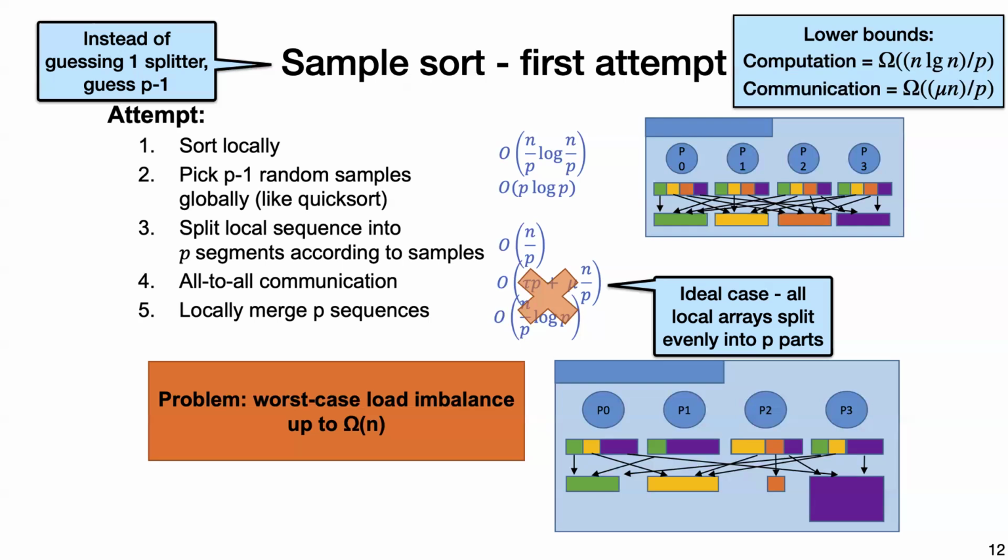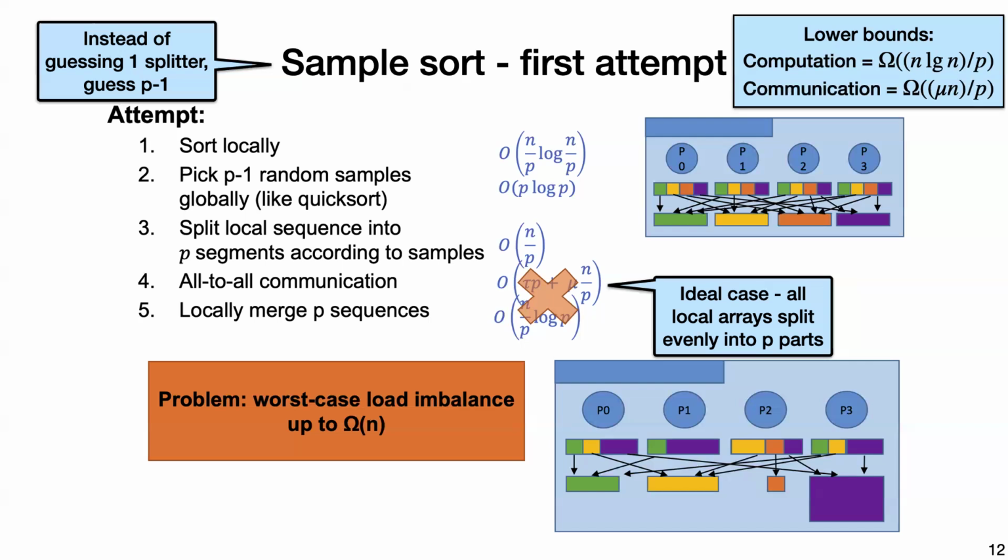Yes. And then after that, you do this local partitioning again. The local partitioning is also n over p, because it doesn't matter how many splitters you have to partition your local elements. It's still taking n over p time. You just need to put them into buckets according to the p minus 1 splitters.